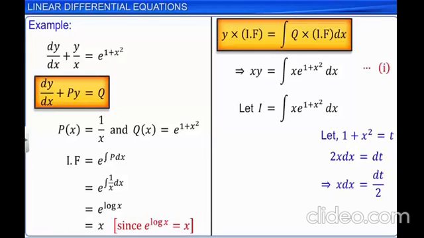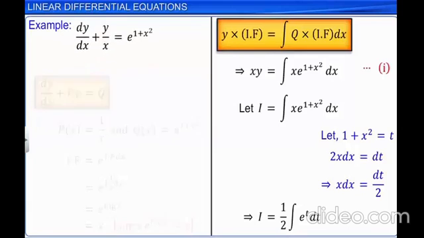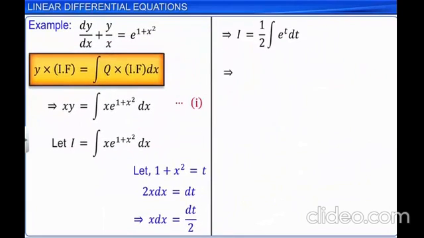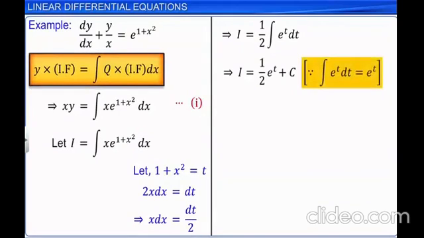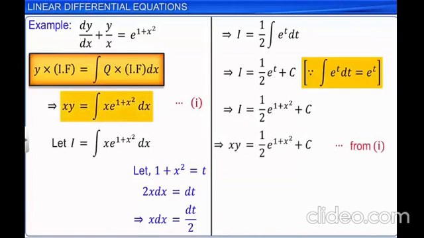Now, the integral reduces to half into integral of exponential raised to the power of t with respect to t. This implies that I is equal to half into exponential raised to the power of t. Substituting t is equal to 1 plus x square, we get the value of I. Now, substituting the value of I in equation 1, we get x into y is equal to half into exponential raised to the power of 1 plus x square plus c.